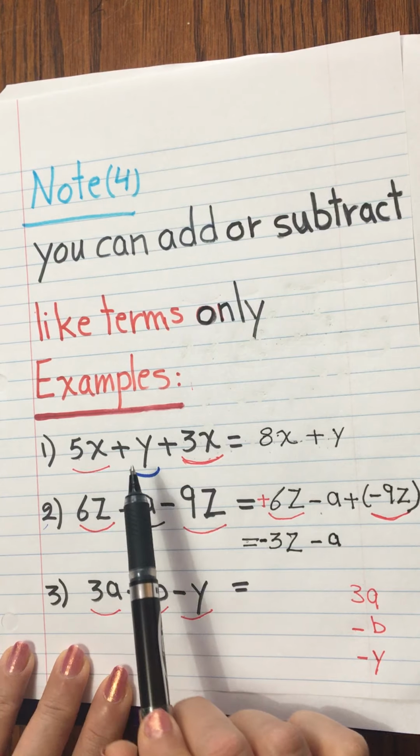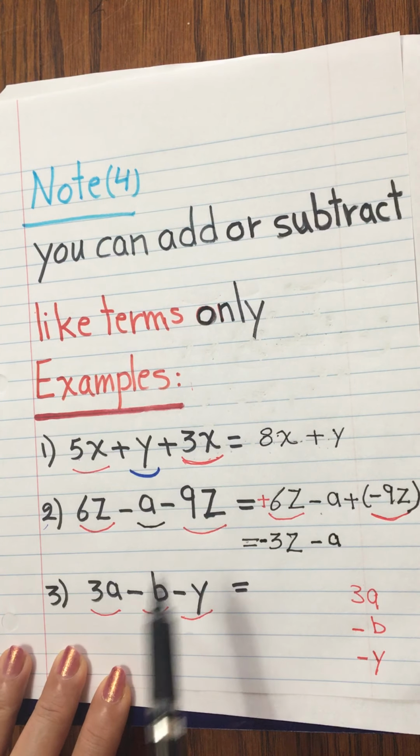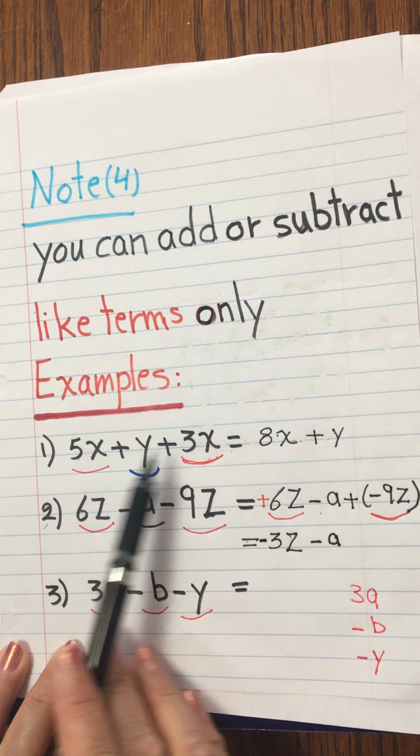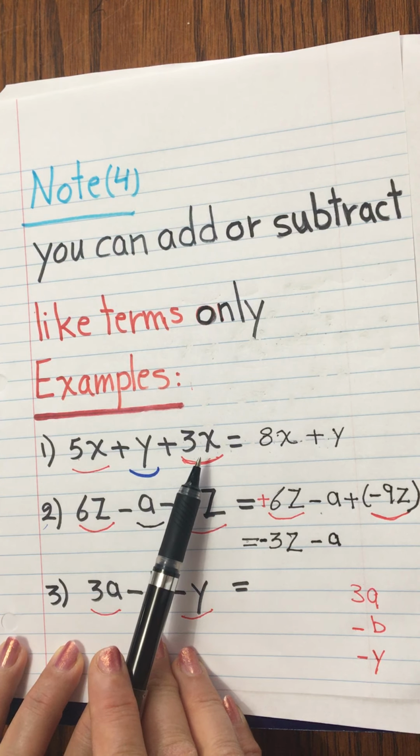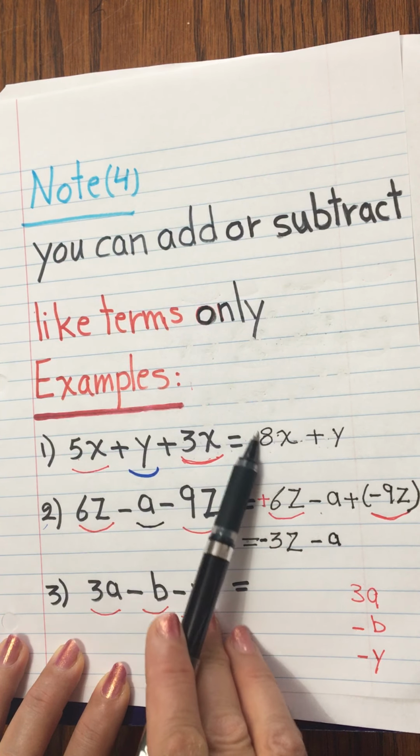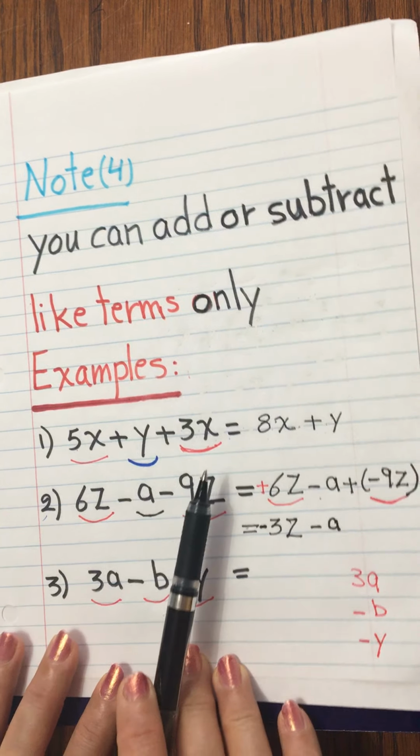So 5x plus y plus 3x. So the first term and the last term are alike. I'm gonna add them, 8x plus y.